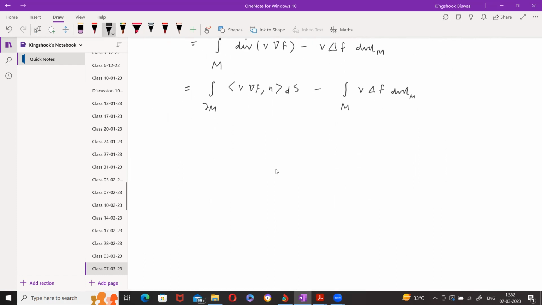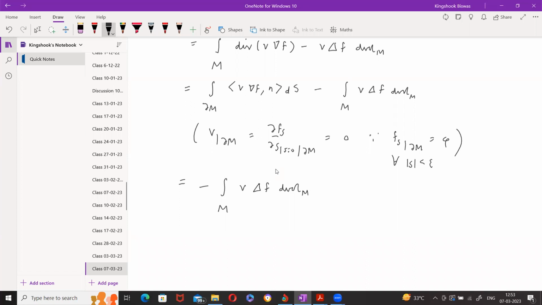Why? Because V restricted to the boundary of M is del F_s del s at s equal to 0, restricted to the boundary of M. But on the boundary of M, all my functions F_s were constant in s, equal to phi. So when I differentiate in s on the boundary, I get 0. So this term is 0, and therefore I just get minus the integral over M of V Laplacian F d vol M.